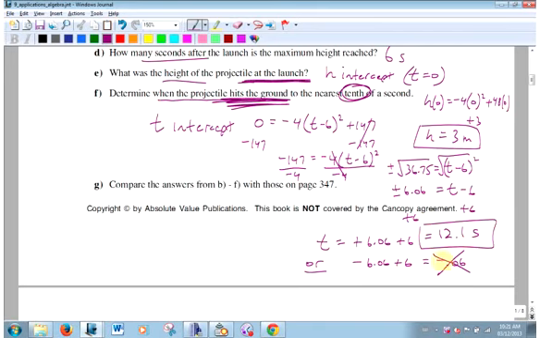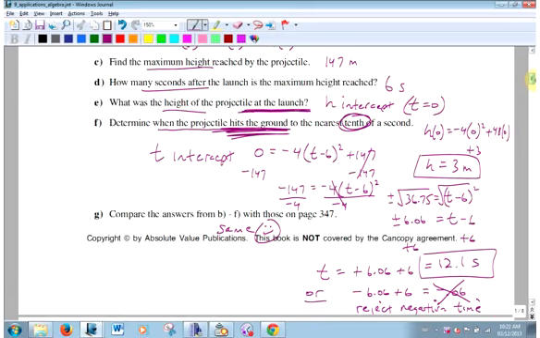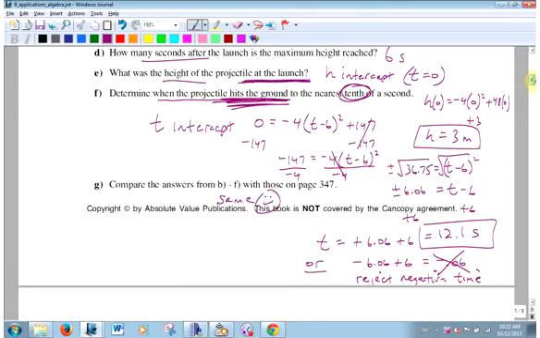Okay? So we got to reject negative time. I get 2 answers here, but like we did before, one of them makes sense and one of them doesn't. Okay? Compare. Same. Okay, so this is how we got to do these algebraically, but again, if you got a graphing calculator, you can check them. Okay?